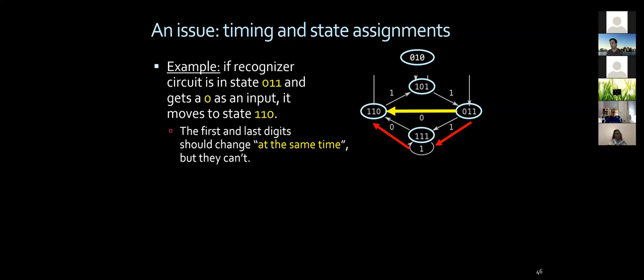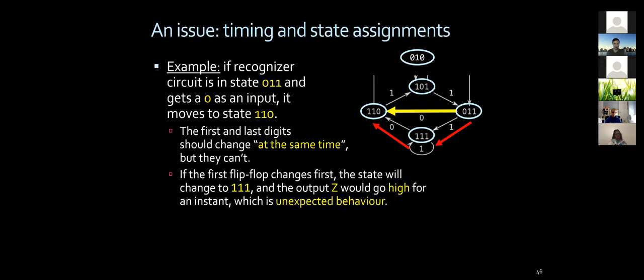Depending on which bit flips first, it might or might not create a problem. For example, if the first flip-flop changes first, the state will change to 1, 1, 1, and the output Z would go high by seeing that. And this is unexpected behavior. I get a transition state here that goes up and generates an output. Imagine I did this for traffic lights. For a blink of a second, I might get a red even if I'm not supposed to see a red right now, and it can have a catastrophic effect, even though it's a short thing. So we don't want unexpected behavior.